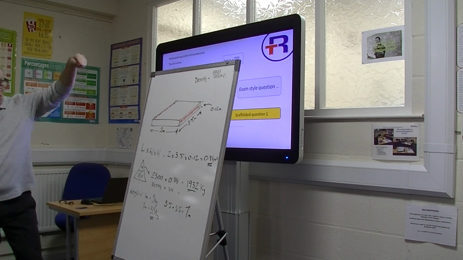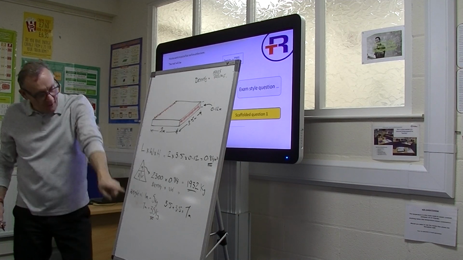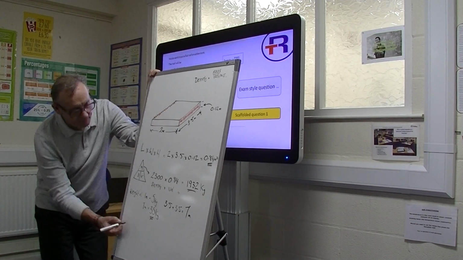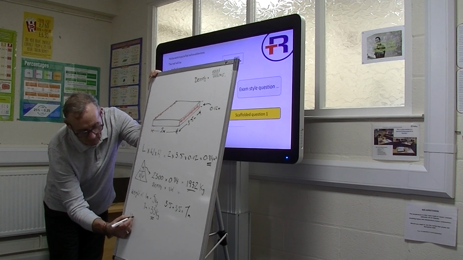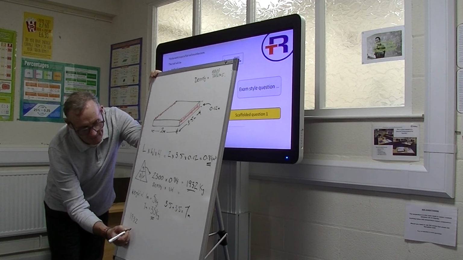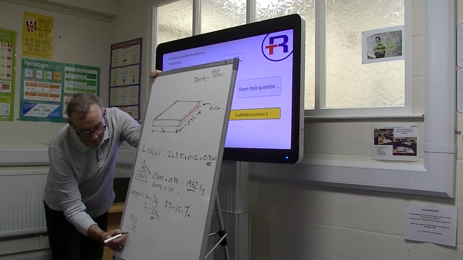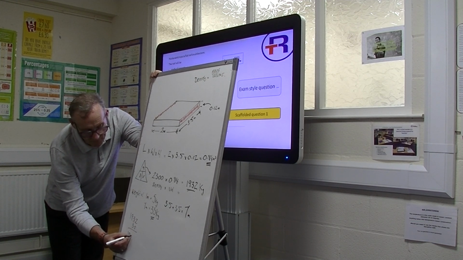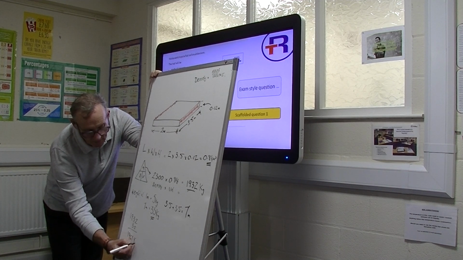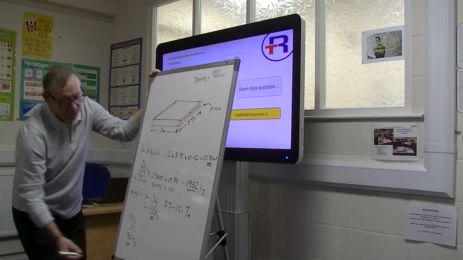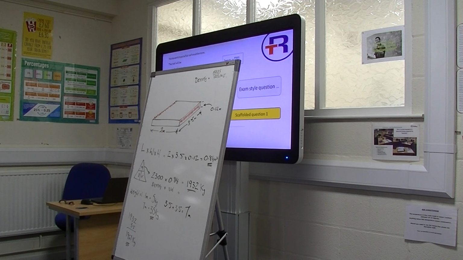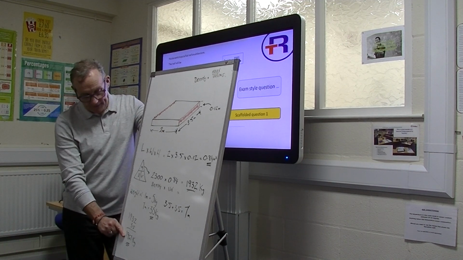1,932 kilograms for the concrete, 35 kilograms for the metal. 1,932 plus 35, 1,967 kilograms for the total weight of the roof, or the total mass of the roof, 1,967 kilograms.